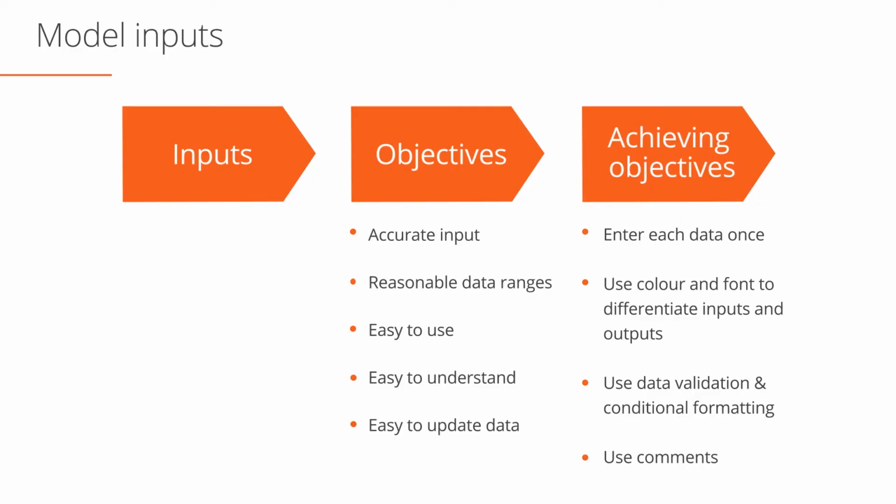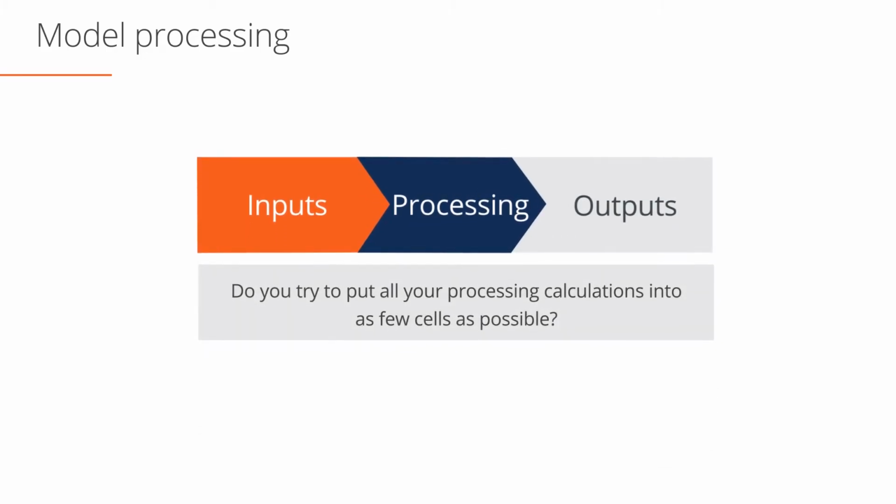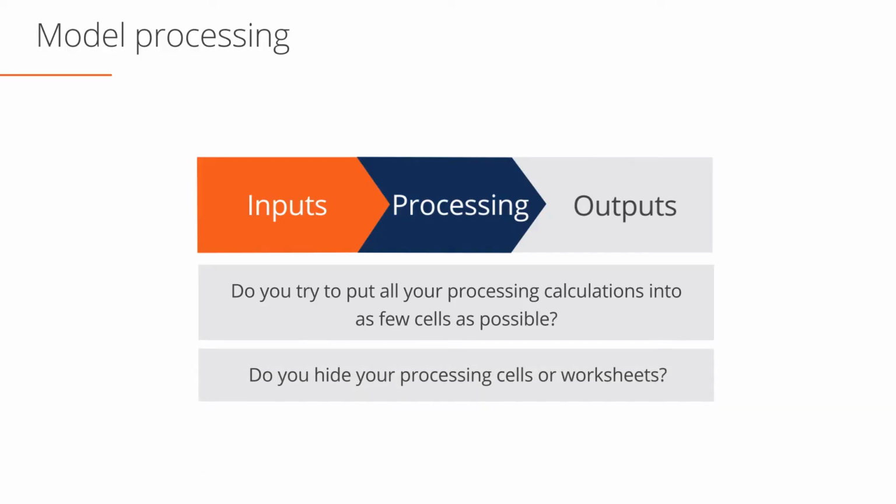Now that we've covered inputs, let's consider how to translate inputs into outputs. Do you try to put all your processing calculations into as few cells as possible? Do you hide your processing cells or worksheets? Hiding calculation cells or putting too many calculations into a cell makes your financial model harder to maintain and audit.